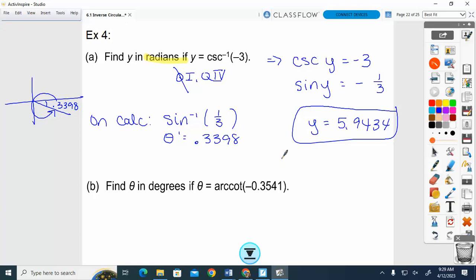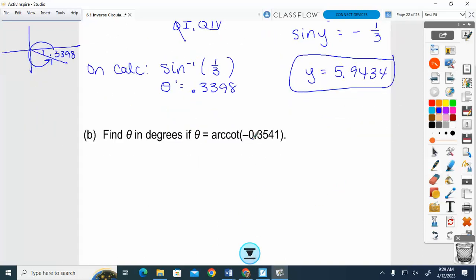Let's try another one. Find theta in degrees if theta equals arc cotangent of negative 0.3541. So if it's a negative, which quadrants am I in? Or sorry, cotangent inverse. Let's start there. You could be in quadrant 1 or 2, but since it's negative, we're in quadrant 2. What this means is cotangent of some angle is negative 0.3541. We don't have a cotangent button. We're going to have to do tangent, so that means tangent is the reciprocal.